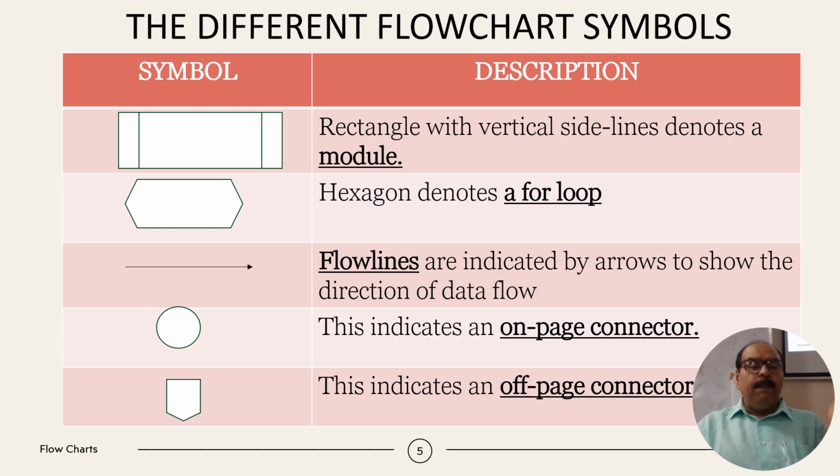Then we have flow lines that you know already, arrow marks indicate flow lines. Then we have on page connectors. Suppose you want this to be connected to other pages, you can use on page connectors, and off page connectors are denoted by this particular symbol. So in your exams, you may be asked to draw flowcharts, which you need to do. We'll see how to draw flowcharts with examples.